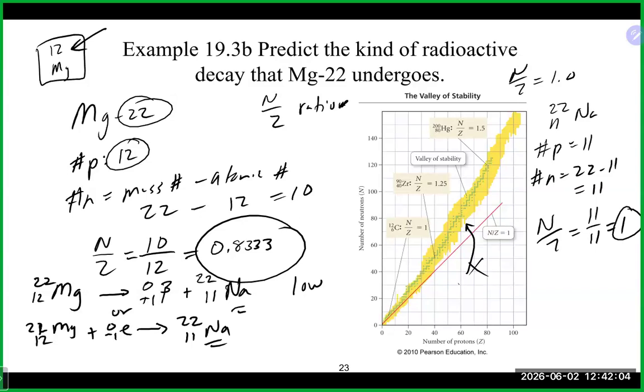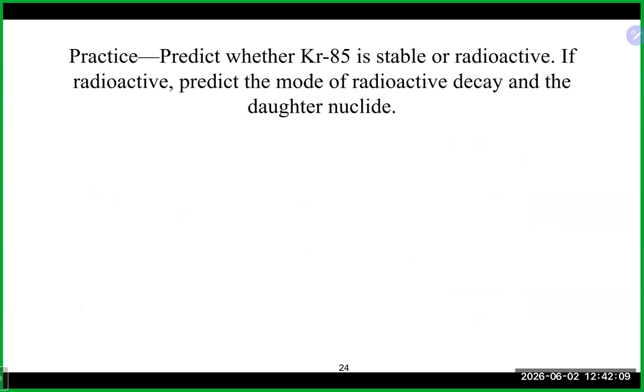Any questions on that? All right, so once you try one here, how about Krypton 85? Krypton is 36 on the periodic table. Is it stable? If not, then write a nuclear equation for what it should undergo.